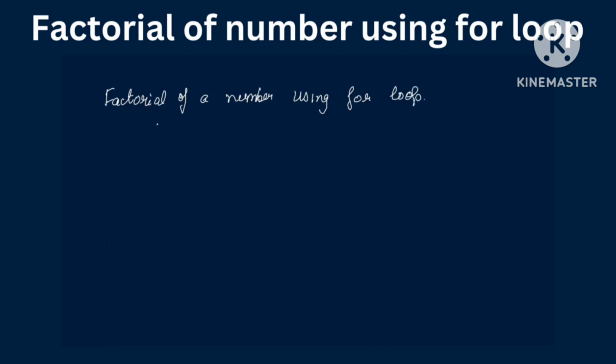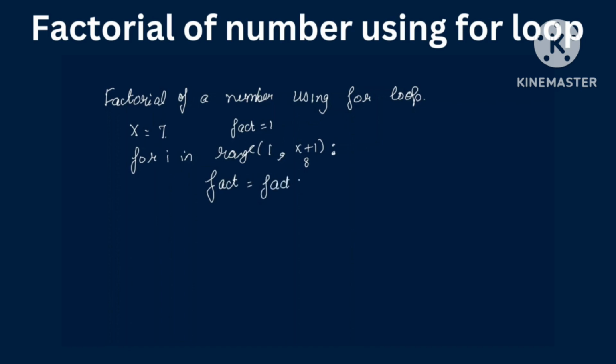One x variable we will take, x is equal to 7. Suppose 7 factorial I am calculating. For i in range, one extra we have to add in 7 because stop value here is 7. So 7 plus 1, 8. So 8 will not be counted. Then till 1 to 7 we will check its factorial. fact is equal to 1, one variable we have taken, fact, whose value is 1. Then we have applied logic, fact is equal to fact multiply i, and print fact.